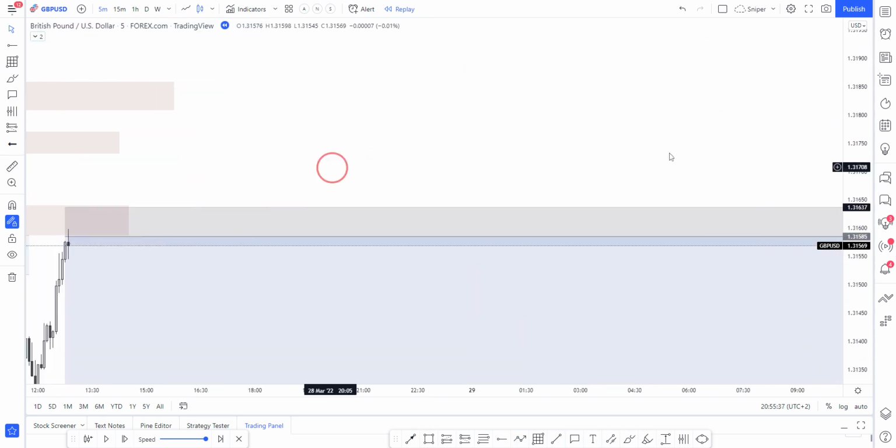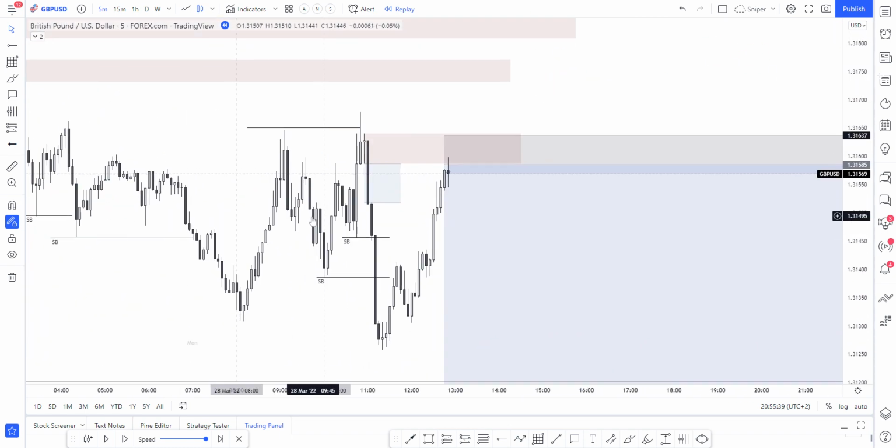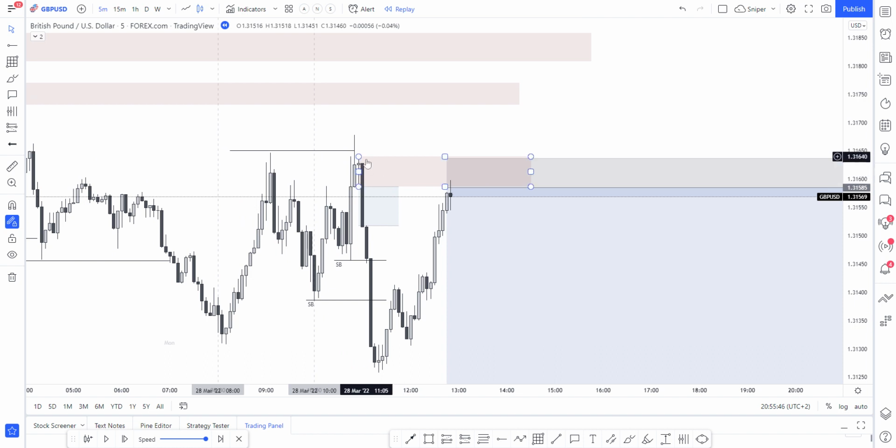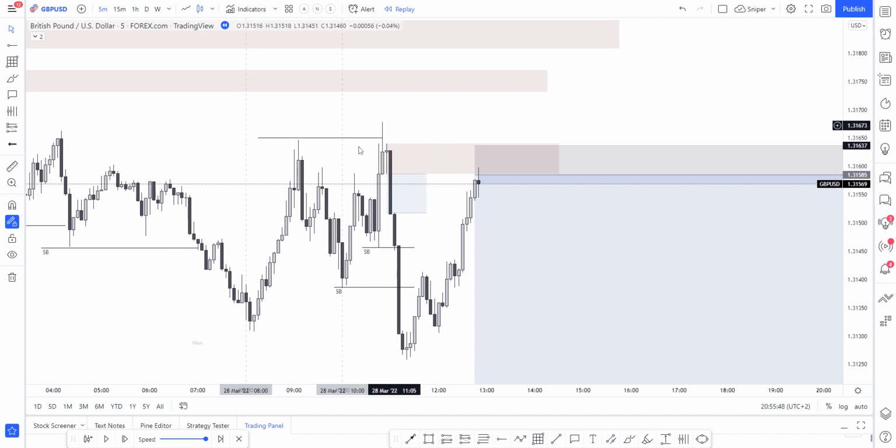So now that we have a basic idea, we have a pattern, we have a sweep of the high, we have a displacement towards the downside, we have our 5 minute area, we have imbalance, everything is set for us to take this trade towards the downside.